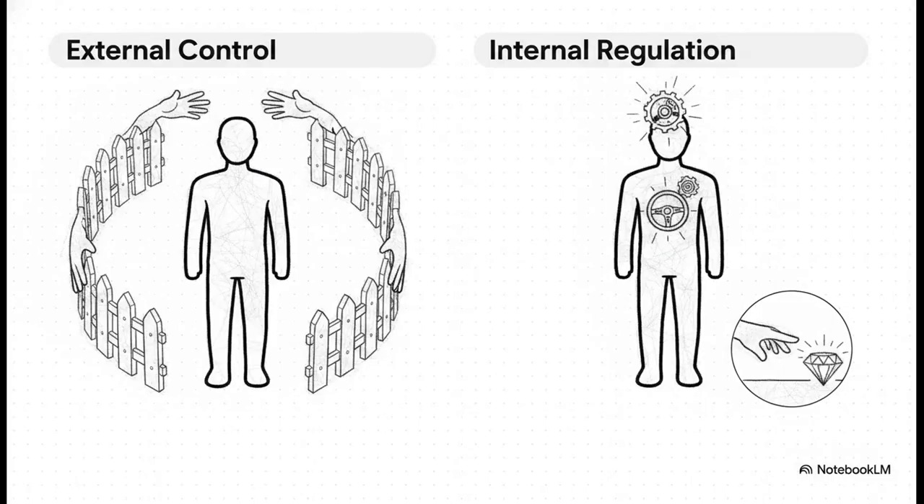Now, years later, Hirschi actually worked with Michael Gottfredson and proposed a much more controversial counterpart, self-control theory. While social bond theory focuses on external societal connections restraining us, self-control theory focuses on internal regulation.